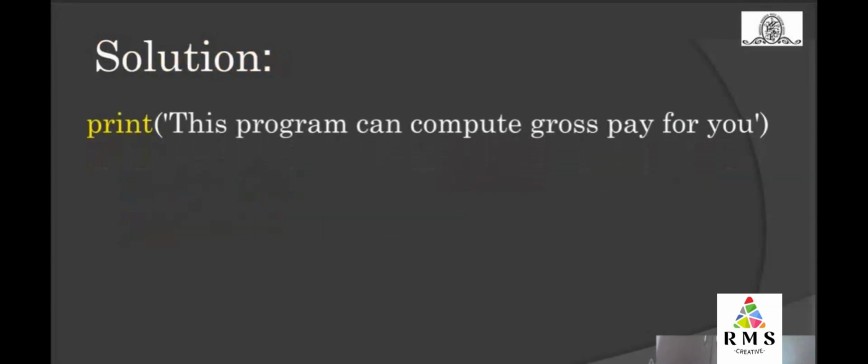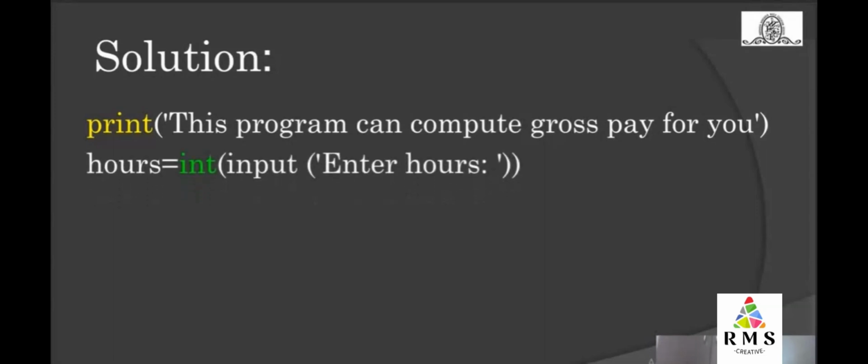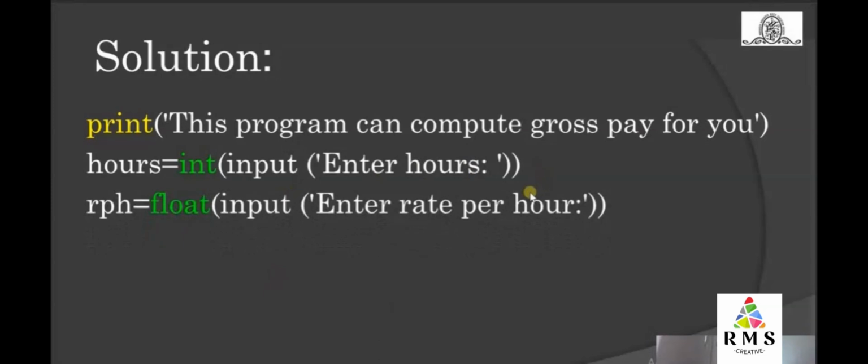Over here, instead of using a comment, I am printing this on the output side. This program can compute gross pay for you. First of all, hours will be entered. Again, I am using integer input directly under the hours. Next, rate per hour, enter rate per hour. This input will be converted to float as I am expecting. Float number can also be entered as rate per hour. Okay, and gross pay will be computed as multiplication of both the values.